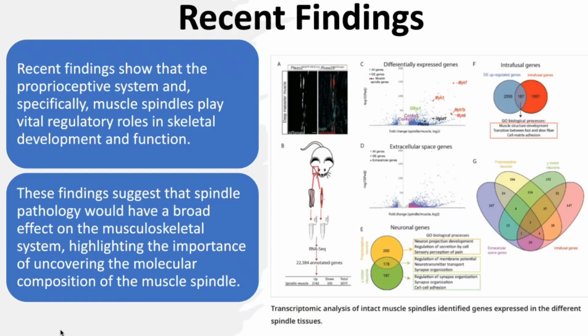Okay. So recent findings show that the proprioceptive system and specifically muscle spindles play vital regulatory roles in skeletal development and function. These findings suggest that spindle pathology would have a broad effect on the musculoskeletal system, highlighting the importance of uncovering the molecular composition of muscle spindle.